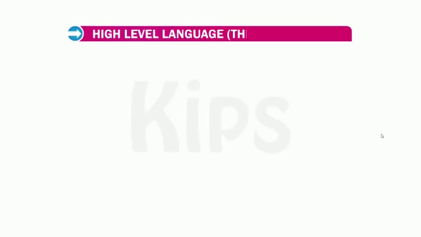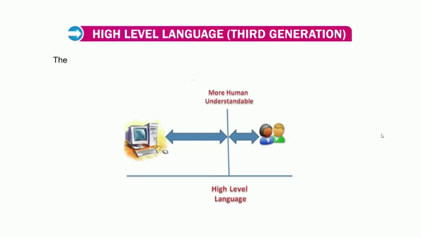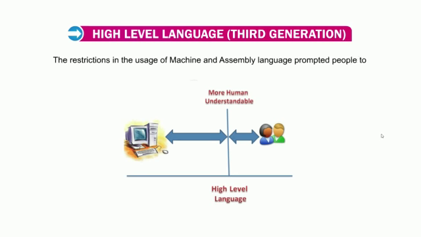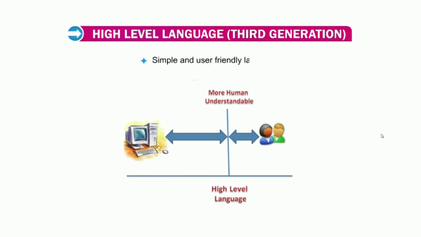On the high-level language, third generation language. The restrictions in the usage of machine and assembly languages prompted people to develop a language with the following features: simple and user-friendly language which is machine independent. Owing to the above-mentioned features, it became easy to learn and use the computer languages. A large number of people started writing computer programs using these languages. That is why it is known as high-level language, HLL.